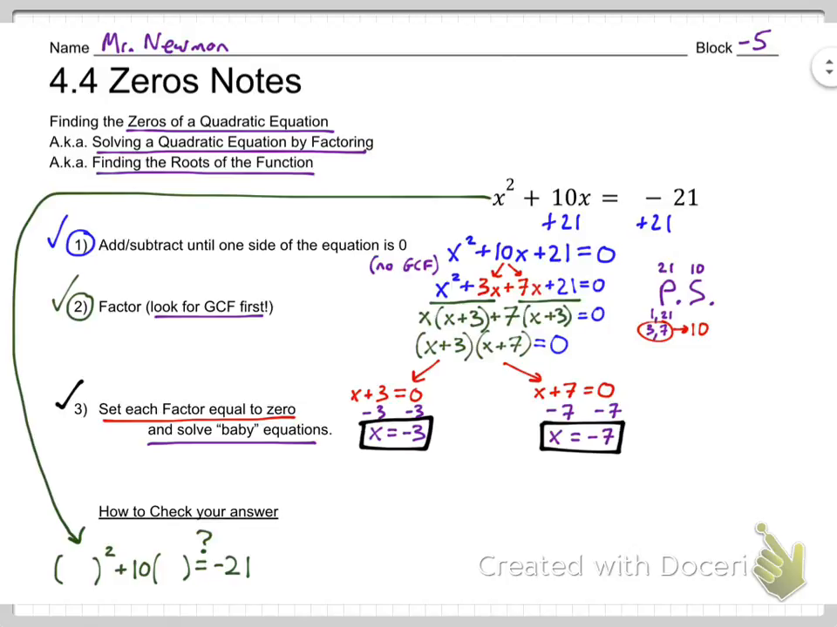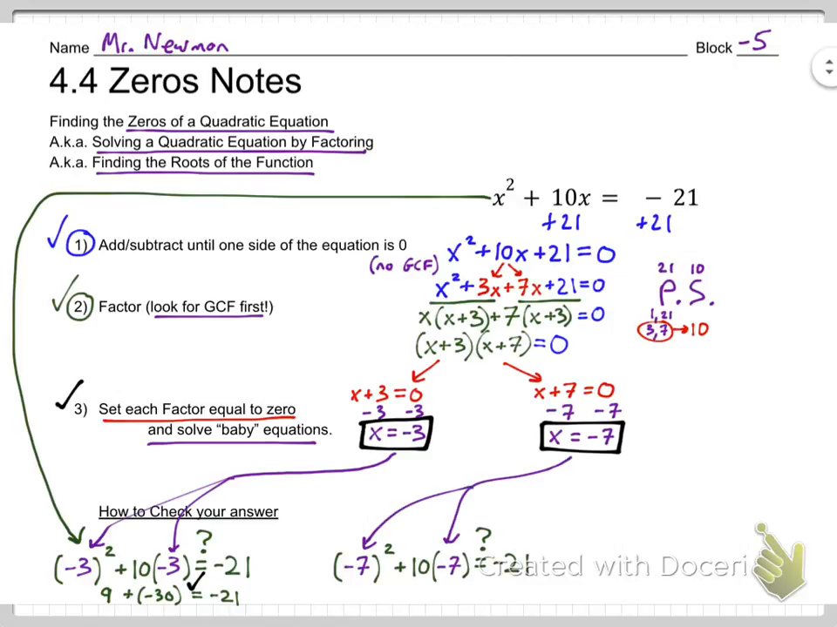So I'm going to take my original equation, x squared plus 10x equals negative 21. I'm going to leave blanks for the x's because I want to plug in these two numbers and make sure this equation works. So let's plug in negative 3, and we get negative 3 squared, which is 9, plus negative 3 times 10 is negative 30, and 9 plus negative 30 is negative 21. So that checks out. Let's try the other one now. We have negative 7 squared plus 10 times negative 7 gives us 49 plus negative 70, and that also gives us negative 21. So there are two solutions to this equation, and that often happens when it's x squared, and we just found both solutions by factoring.